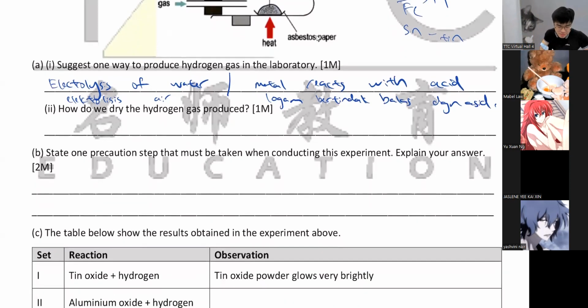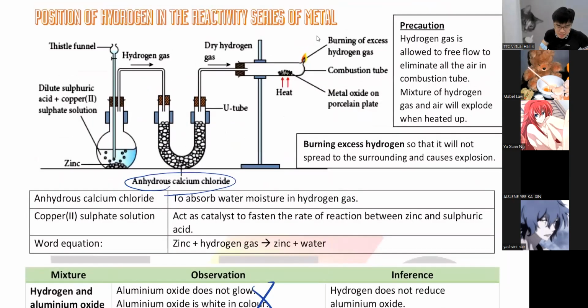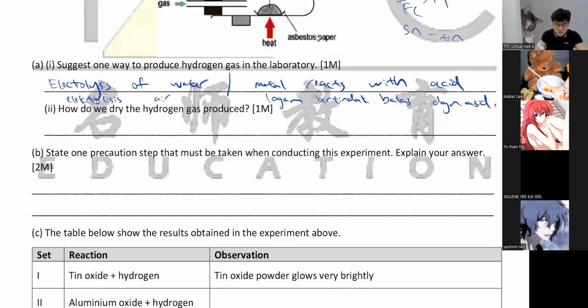It's really easy. So how do we dry the hydrogen gas produced? Why do we need to dry this hydrogen gas? When we produce hydrogen gas, it has a little bit of water in it, and we need to pass it through anhydrous calcium chloride to dry it, and then when it comes back here, now it's dry. Why do we need to dry it? Because if you don't get rid of the water, this thing is going to explode.